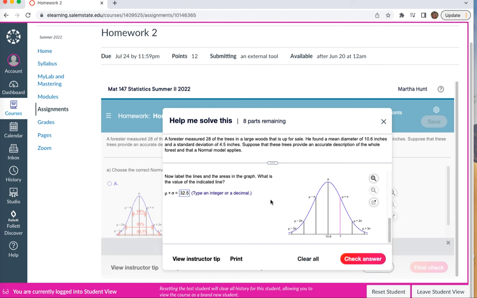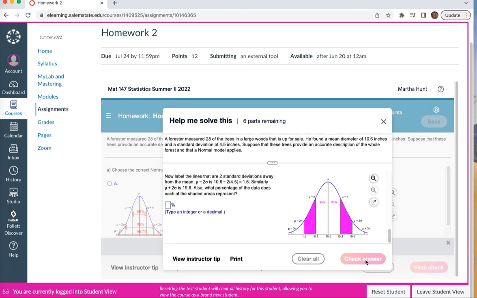I think if we take the mean of 10.6 and the standard deviation of 4.5, we're going to get 15.1. So we're going to continue. So there they put the next 2 markers, 15.1 above the mean, 15.1 one below. Continue. And then they're going to ask us to do another computation.